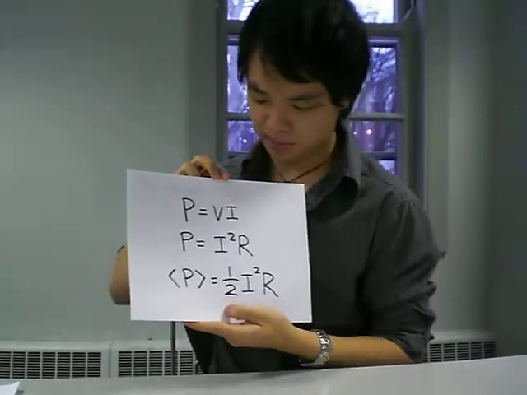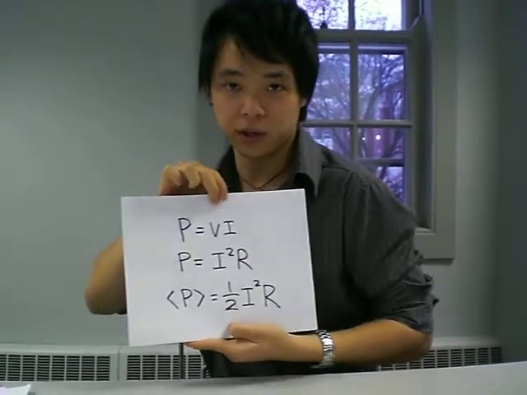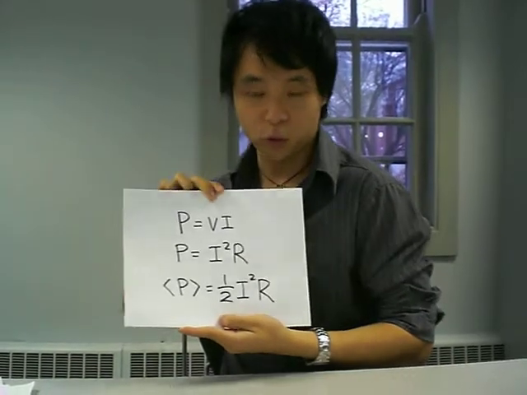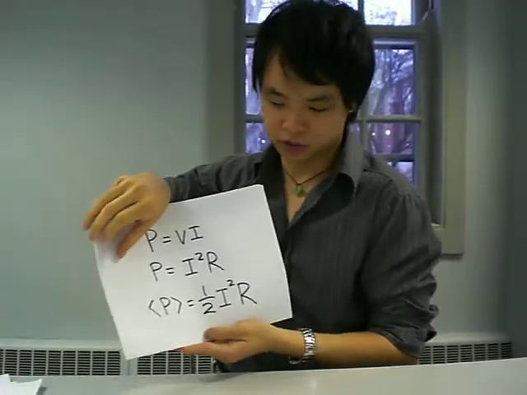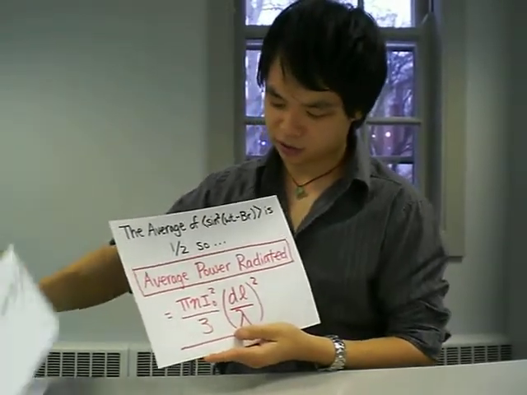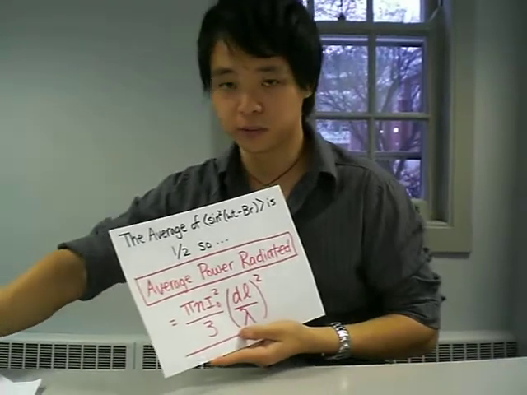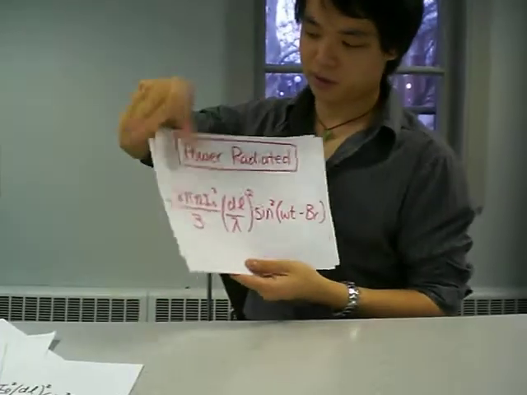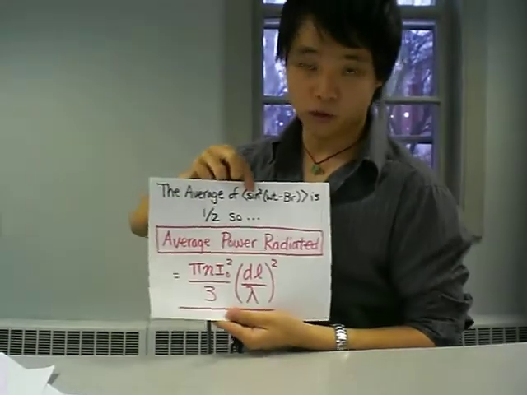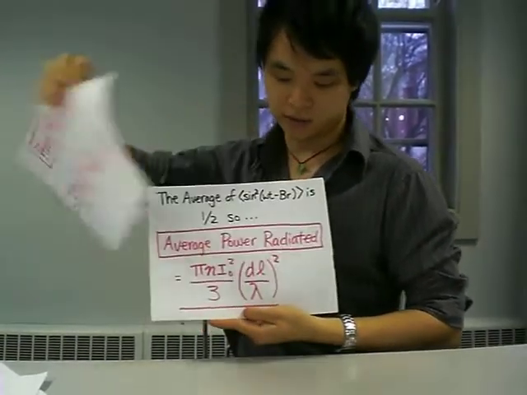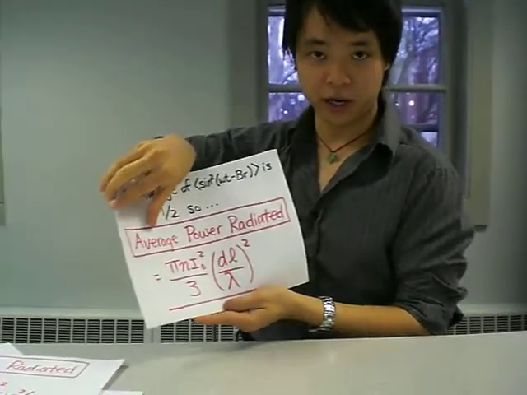Now from basic circuitry, we know that power equals voltage times current. We also know that power equals current squared times resistance. Time average power equals 1/2 of that, so 1/2 current squared times resistance. So we now want to find the average power radiated. We know that the average of the sine term from our previous expression of power radiated, which is this, when we take the time average, goes to 1/2. So we plug 1/2 into our power radiated, and we get this expression, which is our average power radiated.